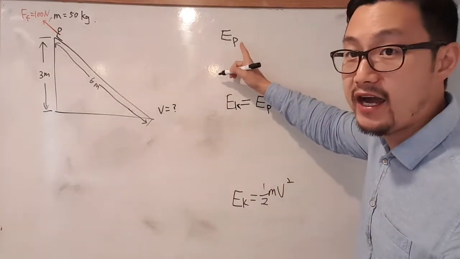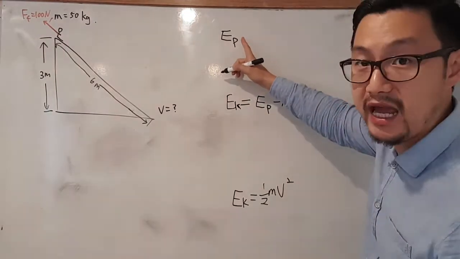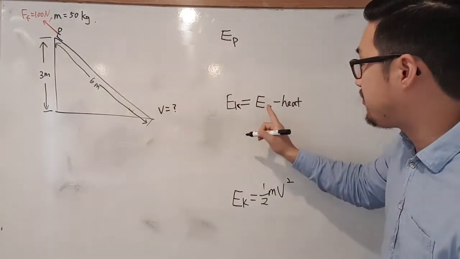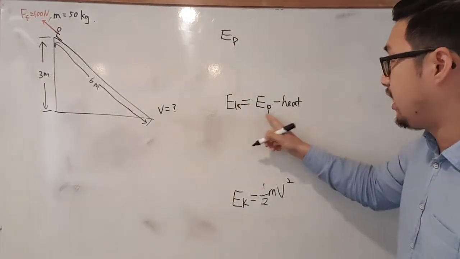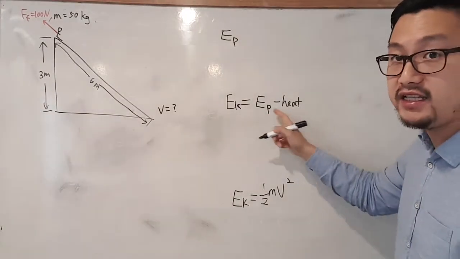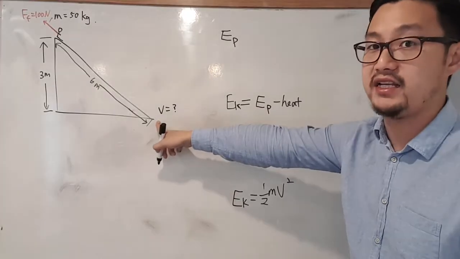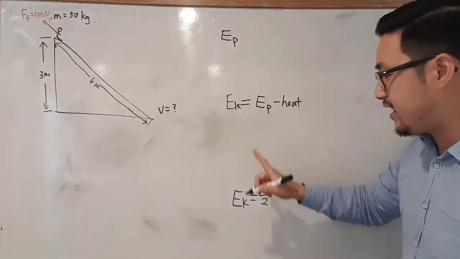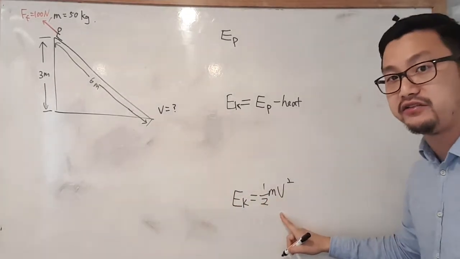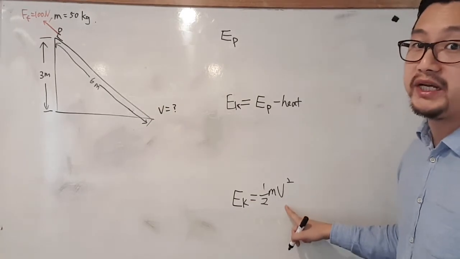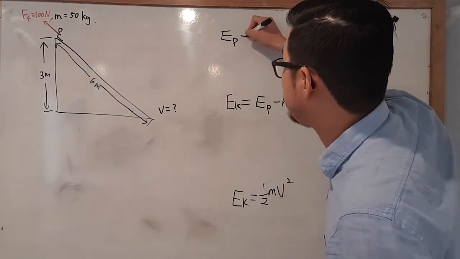If I can find out the original gravitational potential energy, some of it is going to turn into kinetic energy, lost as heat, and once it's lost as heat, the leftover will be kinetic energy at the bottom, and then that kinetic energy will be able to turn into speed. Okay, all right. So now let's have a look.